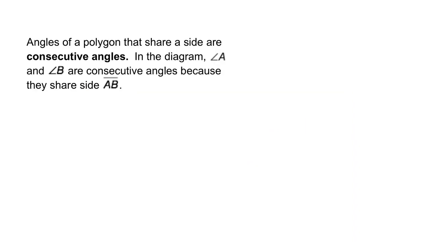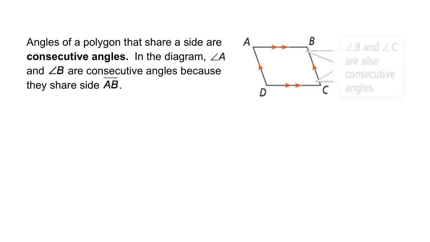Angles of a polygon that share a side are consecutive angles. In the diagram, angle A and angle B are consecutive angles because they share side segment AB. Note that angle B and angle C are also consecutive angles.